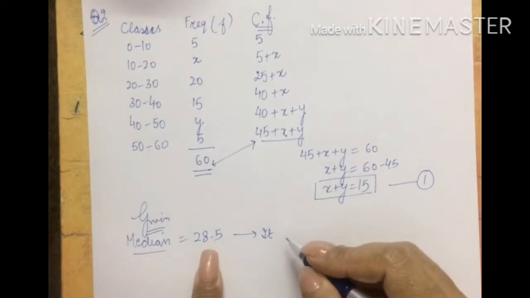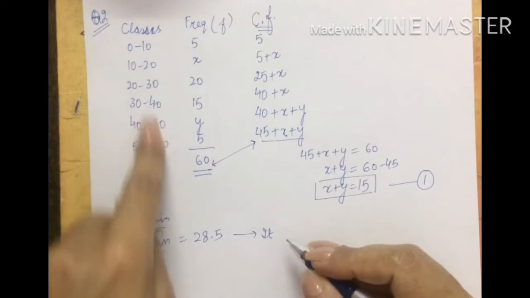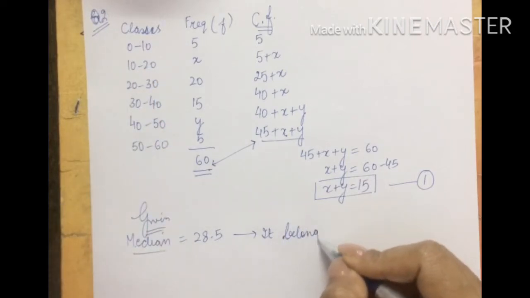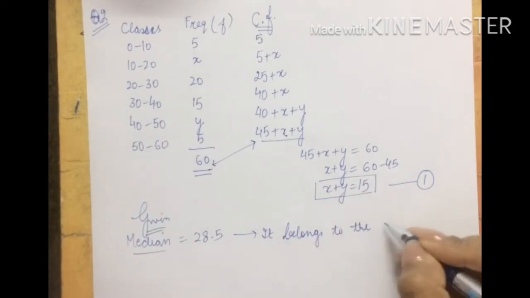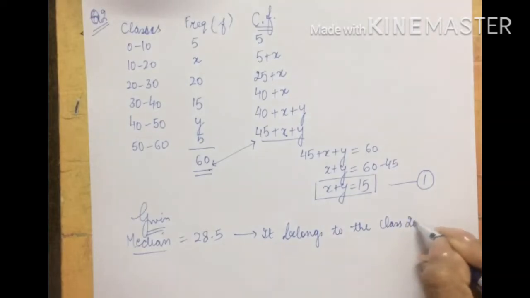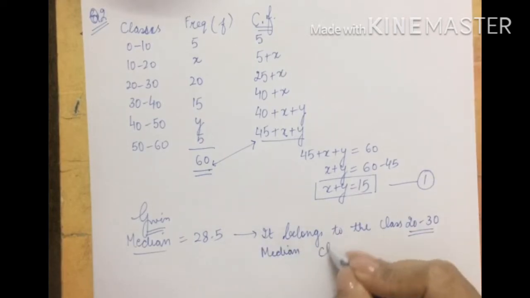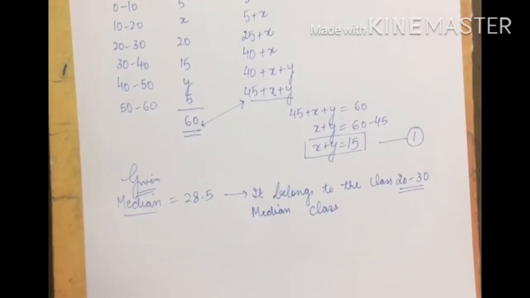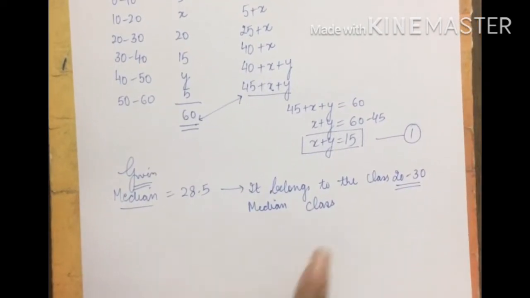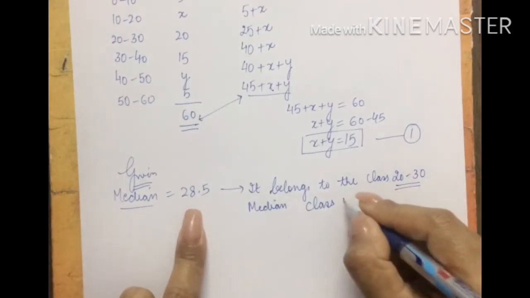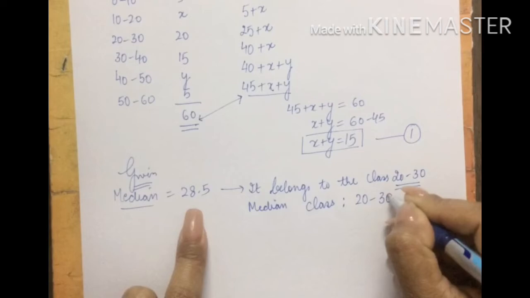28.5 will belong to which class interval? It belongs to the class 20 to 30. This value will be somewhere here, right? So this is the median class. So you don't have to go for n by 2 to find out the median class. You can simply calculate which class will be the median class by looking at the median itself. So the median class is 20 to 30.